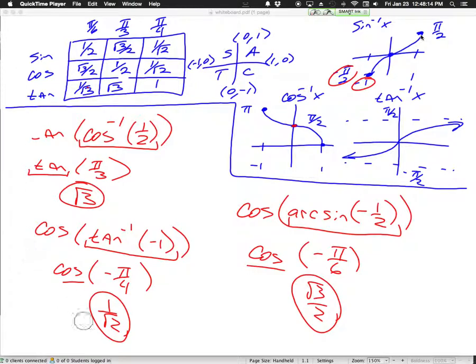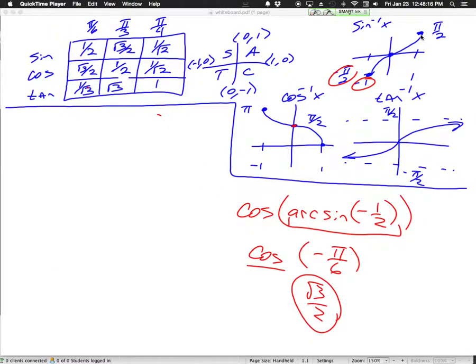One more of those. Alright, cosine of sine of arc cosine of negative radical 3 over 2. Sine of arc cosine of negative radical 3 over 2.